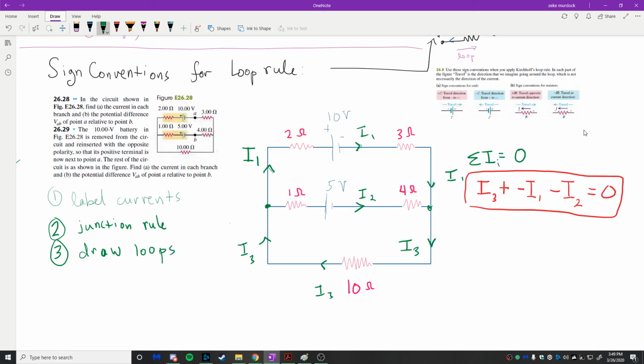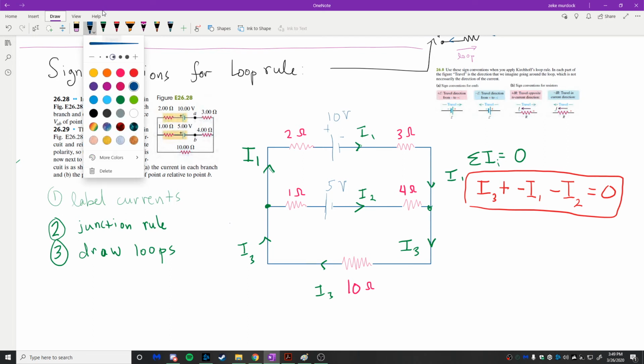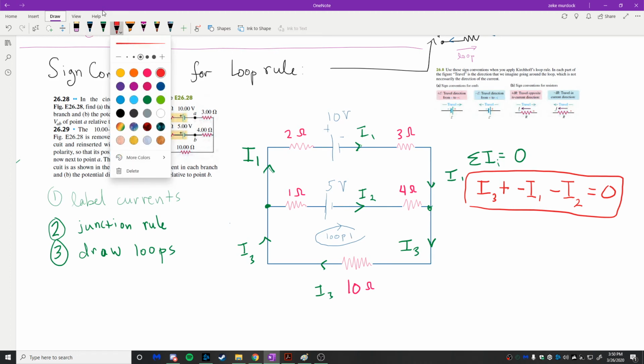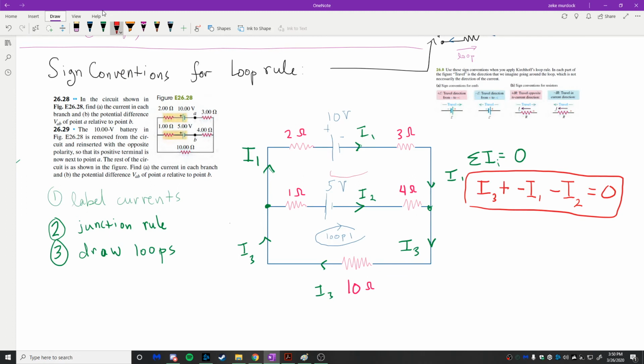The third step in doing these kind of problems is we need to draw our loops, okay? So let's use kind of a different color for that as well. Let's use blue. You choose the kind of loops you want to draw, and so we're going to draw 3 different things here. So this is going to be loop 1. This one is going to be loop 2. So loop 1 is the bottom section, loop 2 is the top section.